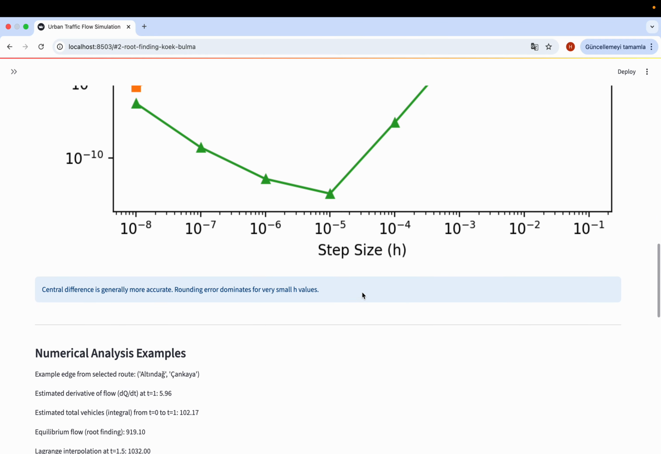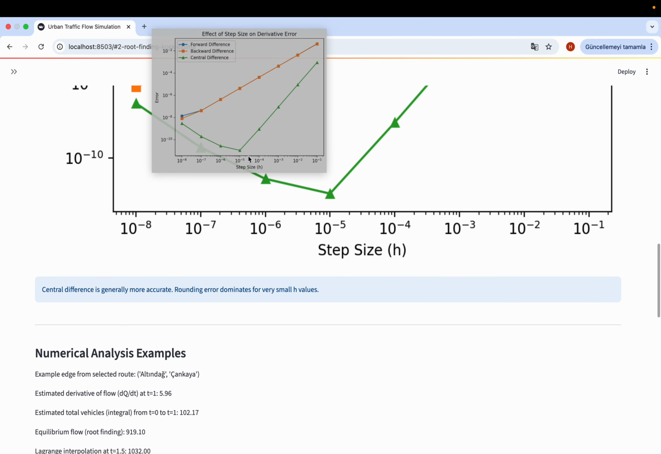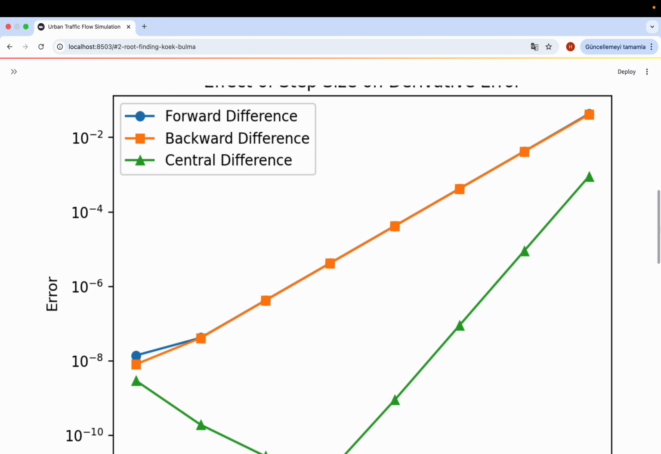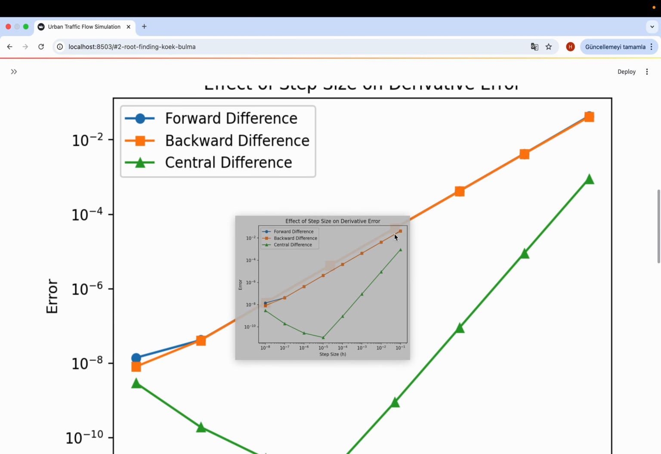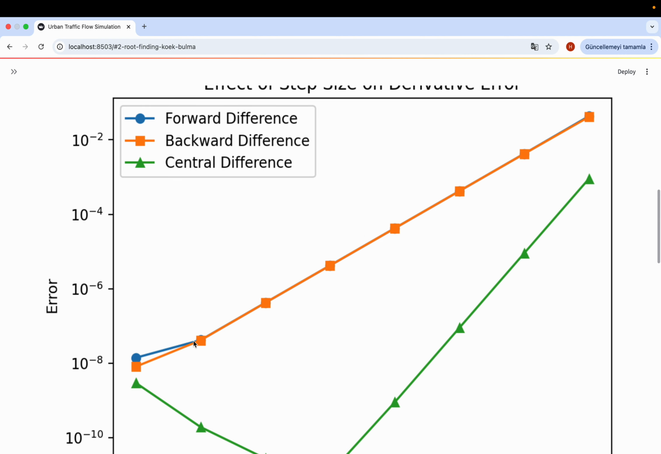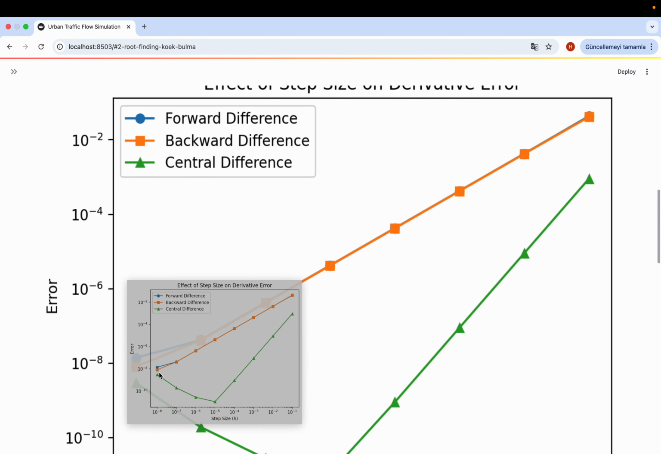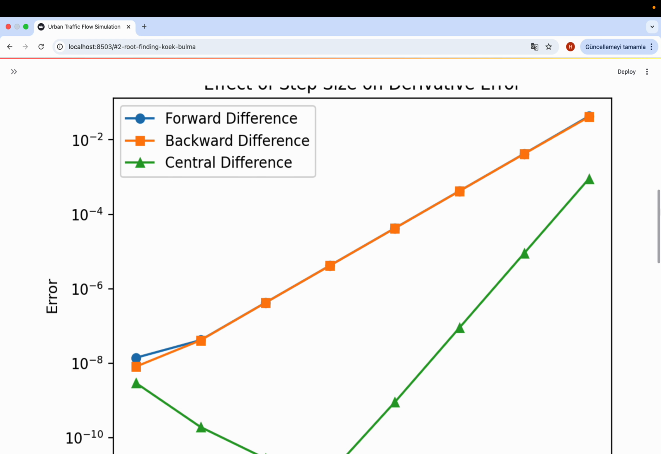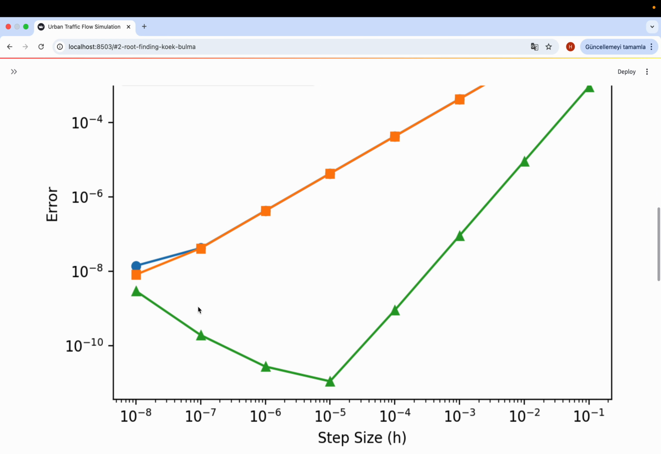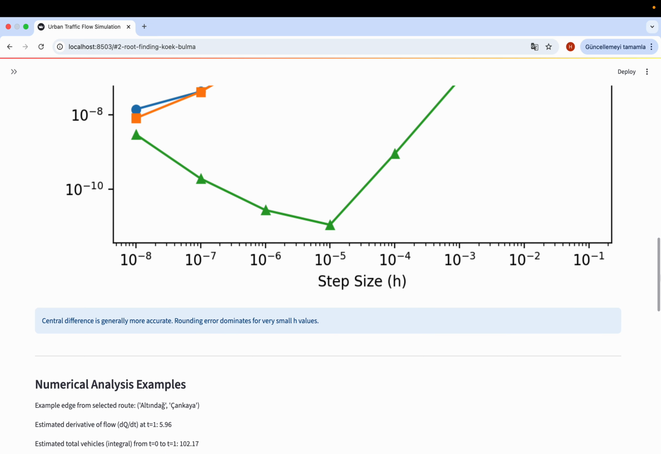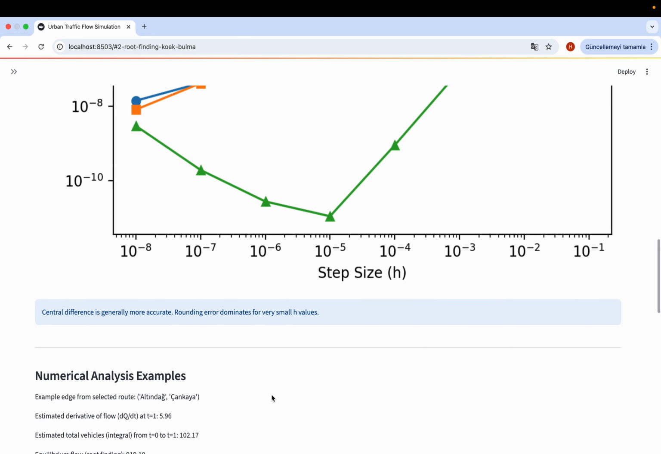In this graph, you can see the error getting reduced to this point for central difference, while backward and forward difference keep getting increased, and then central difference starts increasing again. Central difference is generally more accurate. Rounding error dominates for very small h values. Step size h.